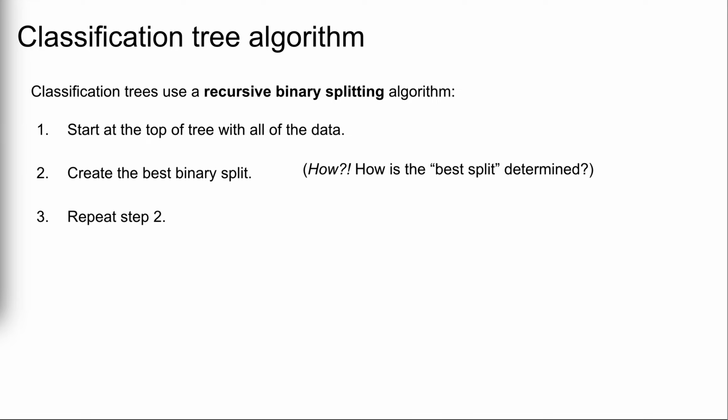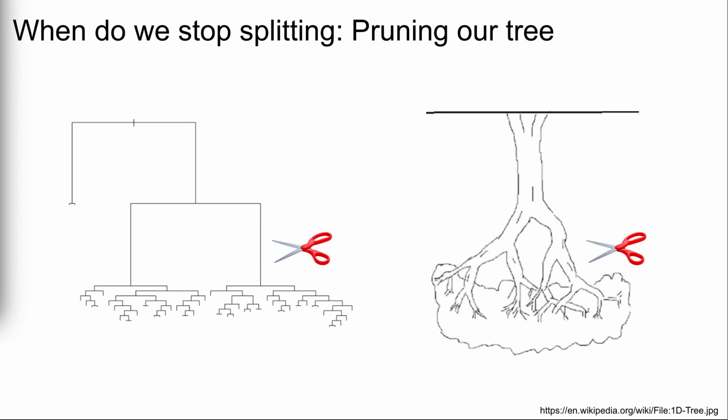First, how do we create the best split? How is the best split determined or identified? Second, until when do we continue to make binary splits? How do we know when to stop splitting? Let's consider this question first.